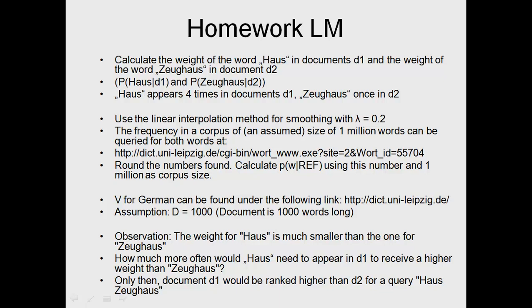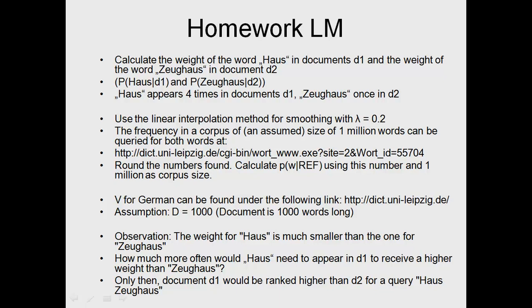Anyway, homework. Now we can see if there are really no questions about the language model, because there is a small homework on calculating weights using the language model. There are 2 documents and 2 terms. We know that house appears in document 1 four times, and Zeughaus appears once in document 2. We only have to calculate these 2 weights. And you use the linear interpolation method, the mixture model, remember, with the 2 factors controlled by the lambda. Here is the value for lambda.